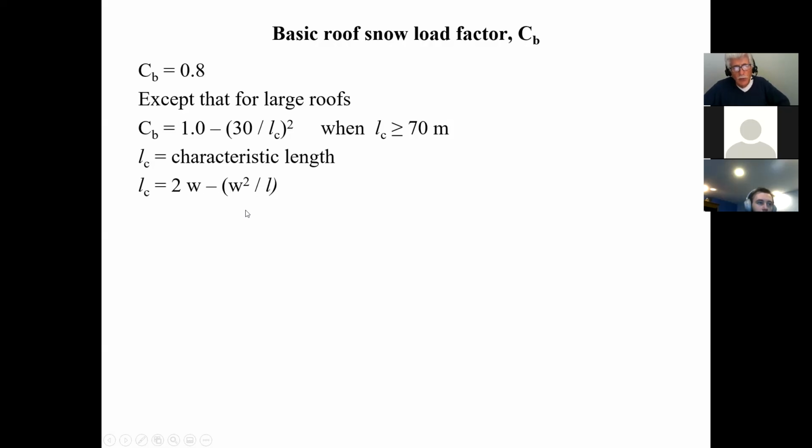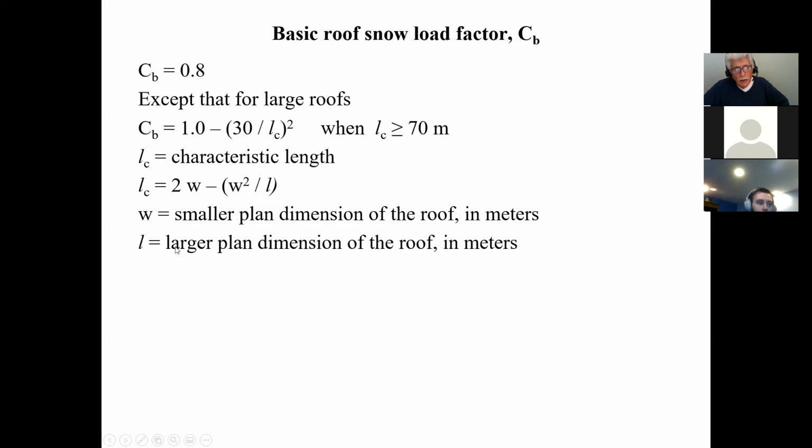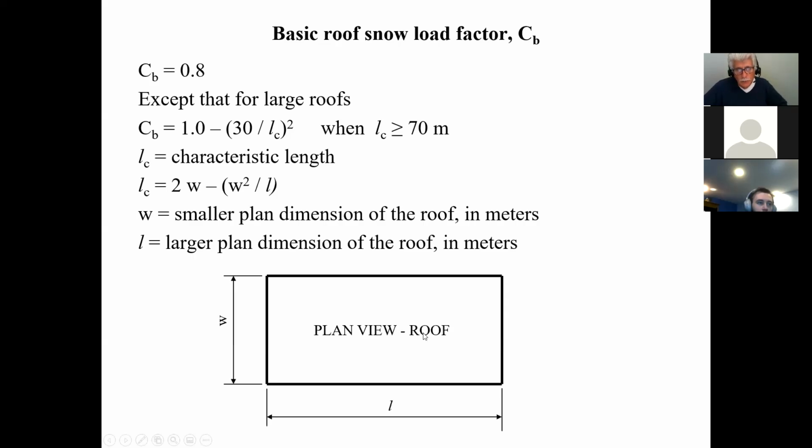Okay, now what's W and L? Well, very simple. W is the smaller plan dimension of the roof in meters, and of course use meters, and L is the larger plan dimension. It doesn't matter how the building is oriented, whether it's north, south, east, west. Just remember, W is always the smaller of these two dimensions. If you have a square roof, W and L are one and the same.